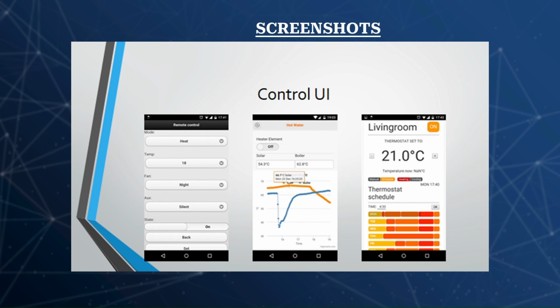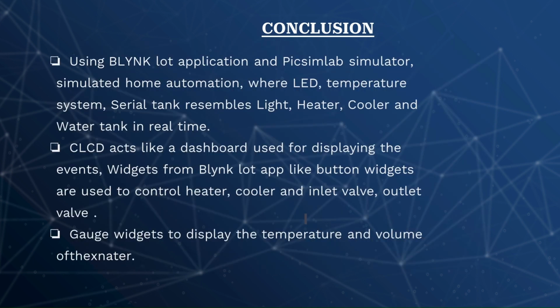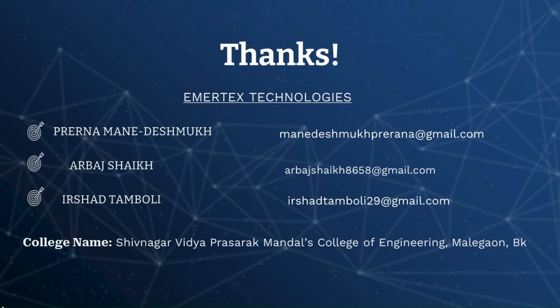Here comes the last part of this PPT, that is the conclusion. Here in this project we are using the necessary requirements and integrating those, and we are building an IoT home automation project which is controlled by the Blynk IoT mobile application.